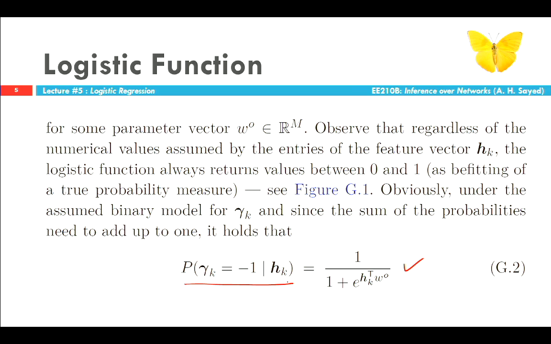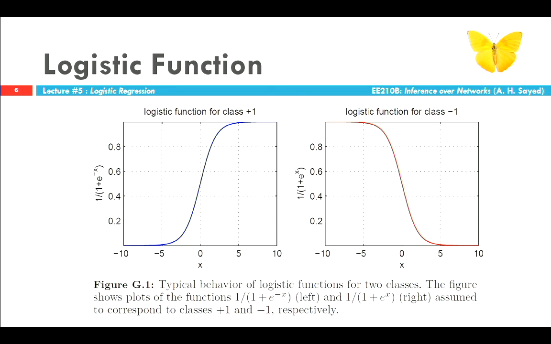Now, why are these distributions useful? Let me illustrate it for a simple example. Let's look at how this logistic function, 1 over 1 plus e to the x and 1 over 1 plus e to the minus x, look like. They look like this. For example, this is how it looks when the class is +1, you have a minus. And this is how it looks when the class is -1, you have a plus.